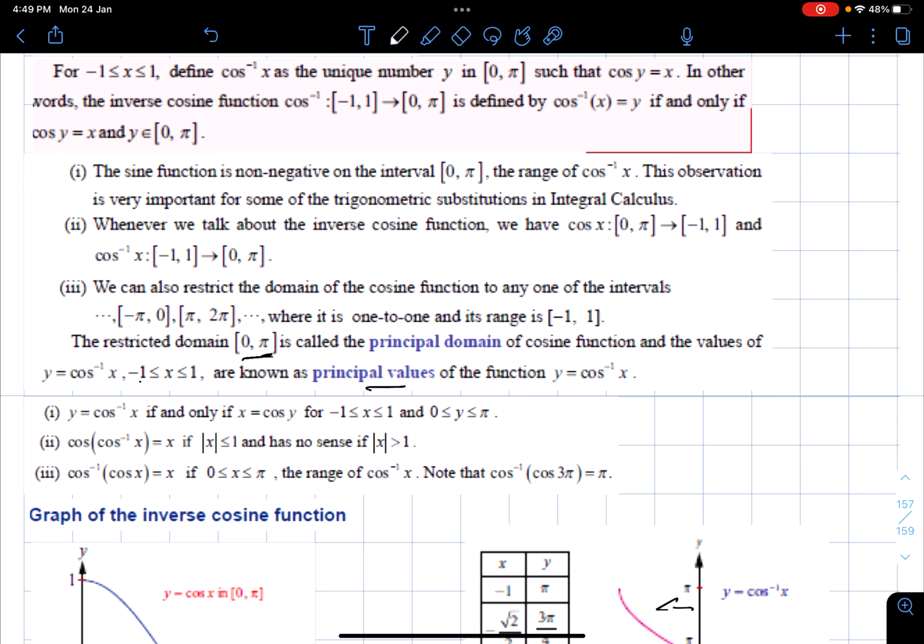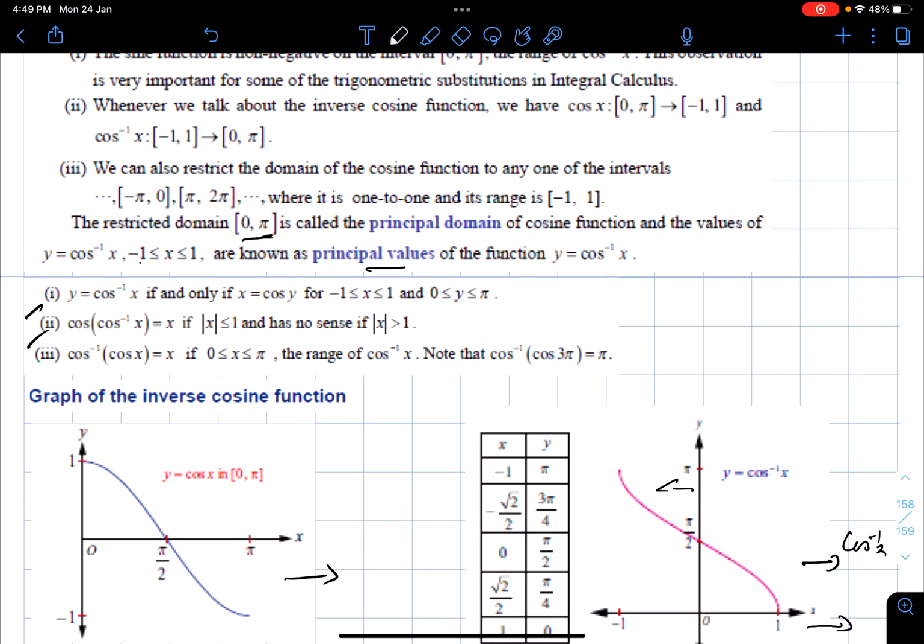Okay. And so y equal to cos inverse of x only if x equal to cos y, for minus 1 less than or equal to x less than or equal to 1 and 0 less than or equal to y less than or equal to pi. Okay. Cos of cos inverse x equals x, where modulus x is less than or equal to 1, and for modulus x greater than 1 it has no sense because it does not exceed 1. It is always maximum 1. Okay. And cos inverse of cos x equals x if 0 less than or equal to x less than or equal to pi. So these two points only we will use in our problems when we find out the domain or range or principal value, and so on. Okay.